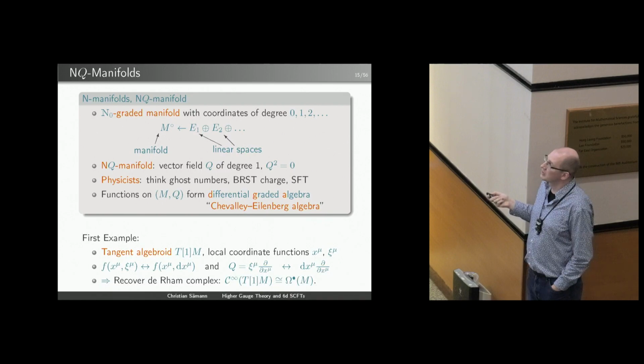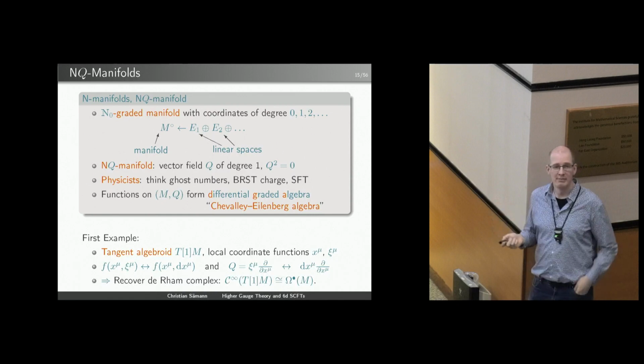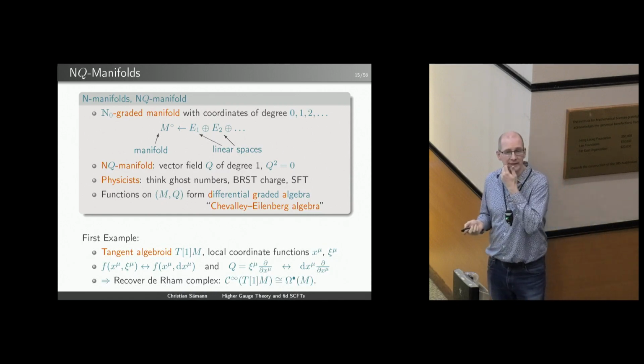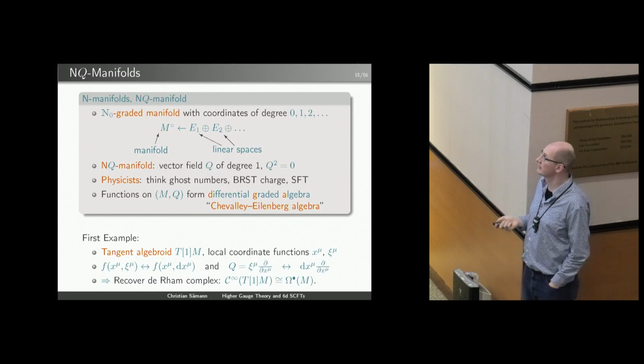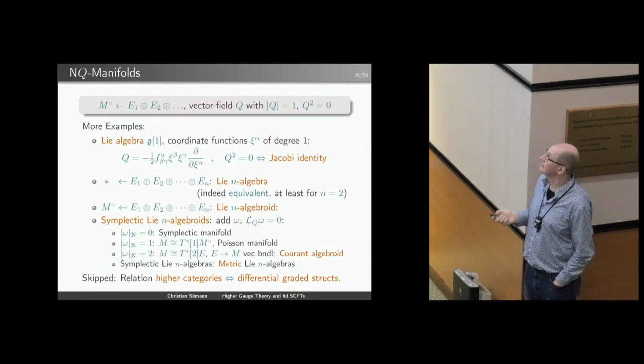Moreover, the canonical Q that you have there is psi^mu contracted with d/dx^mu, and this of course translates into the de Rham differential. So you directly recover the de Rham complex, which is very important because it's also one important ingredient in the description of kinematical data of gauge theory locally, at least. We need differential forms, right? So it's very easy in terms of these NQ manifolds.